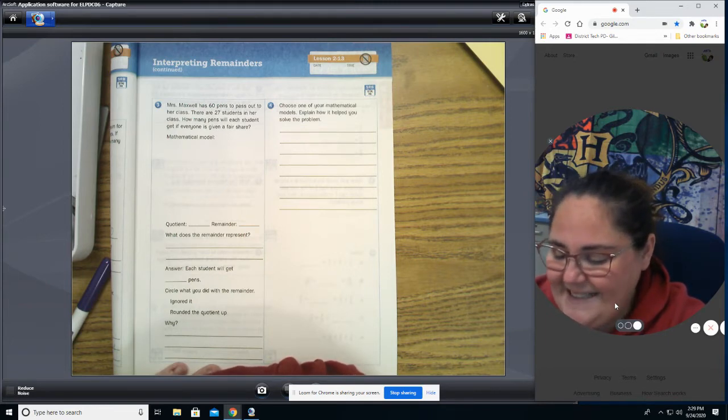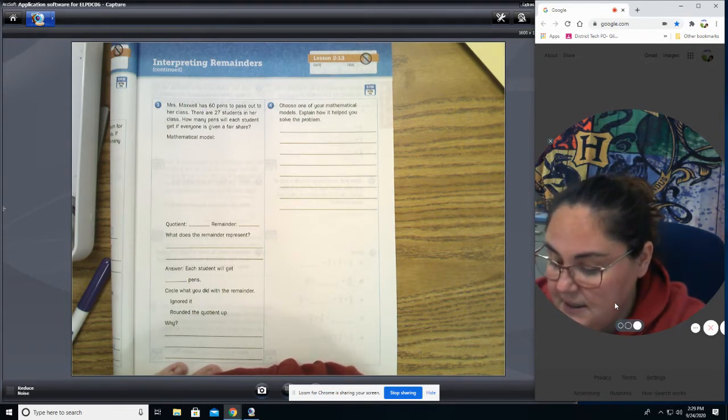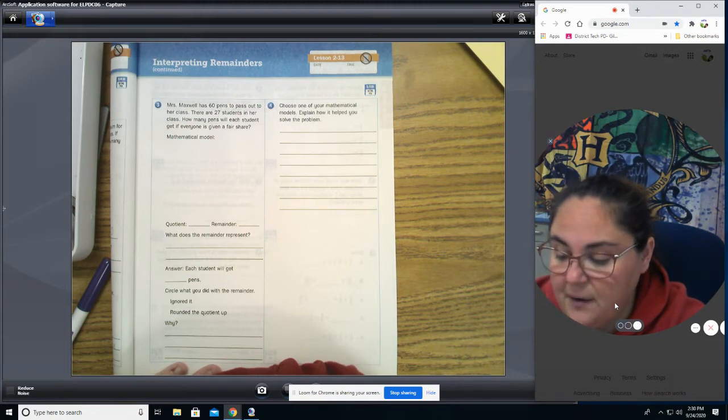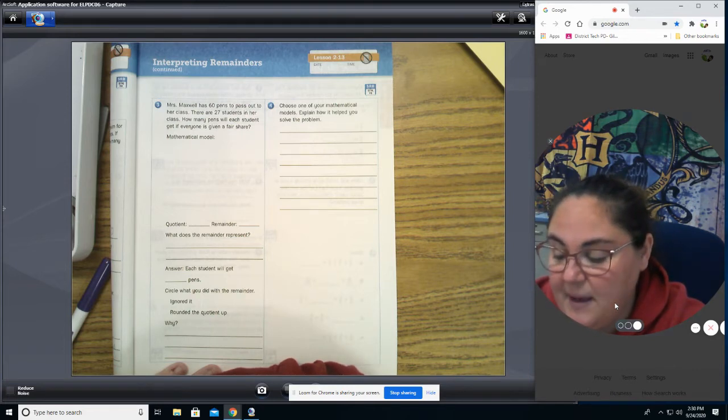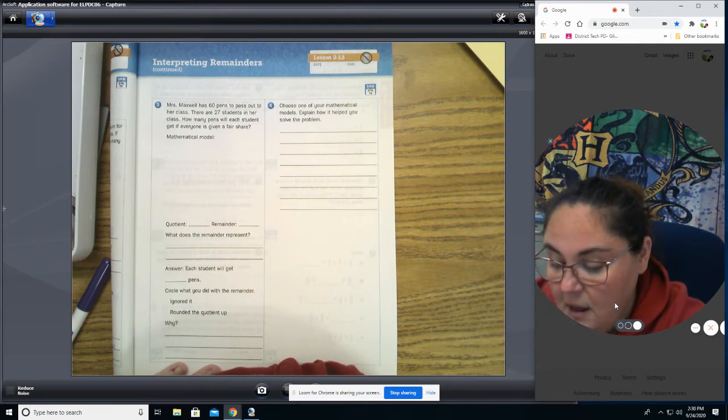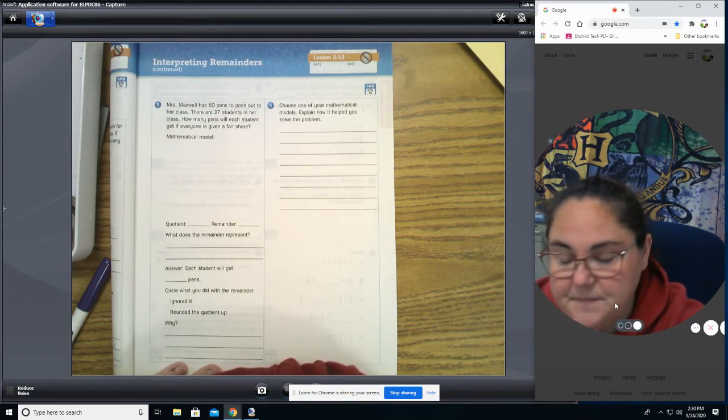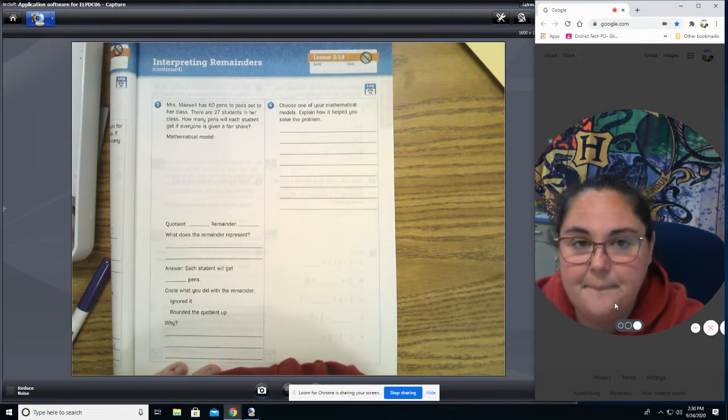Mrs. Maxwell has 60 pens to pass out to her class. There are 27 students in her class. How many pens will each student get if everyone is given a fair share? I'll read it one more time. Mrs. Maxwell has 60 pens to pass out to her class. There are 27 students in her class. How many pens will each student get if everyone is given a fair share? Think about it. Go ahead and hit pause and come back when you're done.